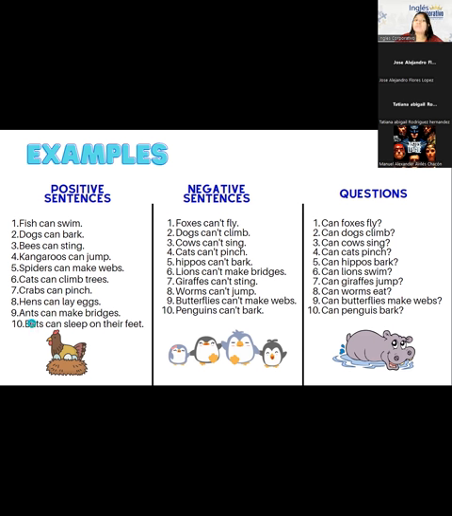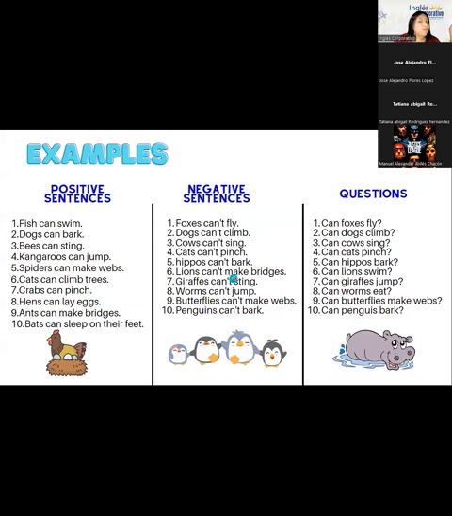Bats. Murciélagos pueden dormir colgados sobre sus pies. Yeah. Very good. All right. Hens can't pinch. Pellizcar. Aquí está crabs. Crabs can pinch, right? Entonces los cangrejos pueden pellizcarlo con las tenacitas. Yes, pinch.